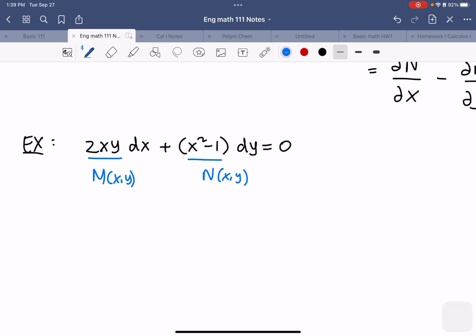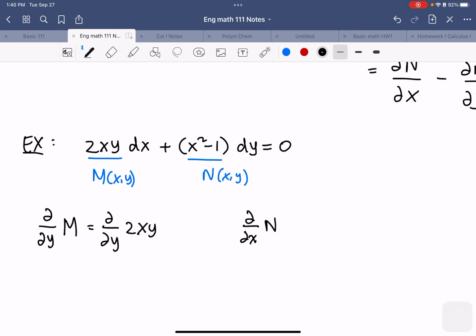Before we proceed with the process, we need to check the exactness. Is it an exact equation or not? To check, we differentiate both with different variables. For the M, we check with partial y. With N, we check with partial x.